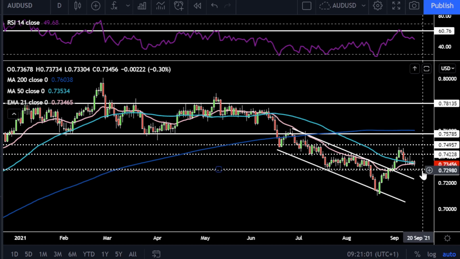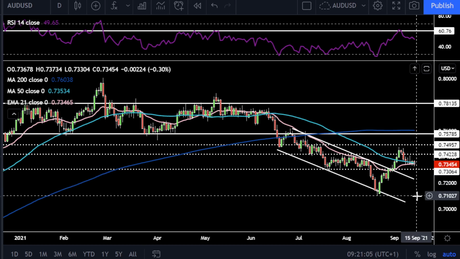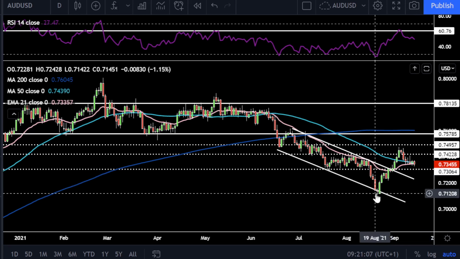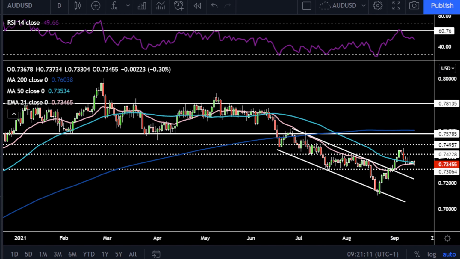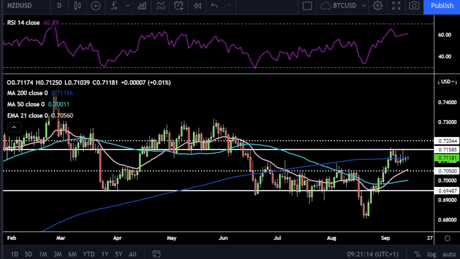0.73 is a key line in the sand for the bulls. If that breaks, then we could see price come back down to these 0.71 lows as we saw on the 20th of August. Moving on to the New Zealand dollar, another interesting currency, high beta towards risk sentiment.